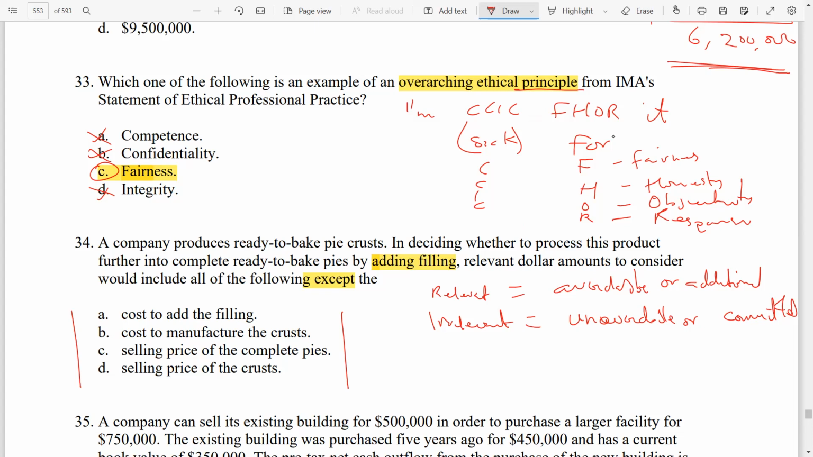So A, cost to add in filling, is relevant because it's an additional cost. Okay, we want to add filling, so it's not the correct answer. B, cost to manufacture the crust. That is unavoidable and committed because the company already baked the crust. So that is an irrelevant cost. Whether we add filling or not, we are still committed to making the pie crust. So B is the correct answer. I'm going to choose B and move on.